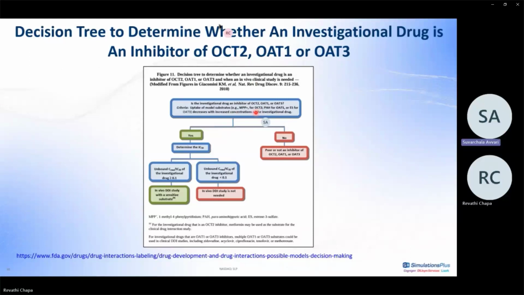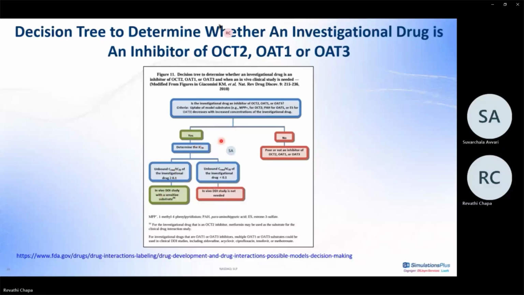And the investigational drug has the potential to inhibit these transporters in vivo if the Imax or the Cmax over IC50 value is greater than or equal to 0.1. If the ratio is greater than or equal to 0.1, then the in vivo study with the sensitive substrate is needed. If the ratio is less than 0.1, then the in vivo study is not needed.